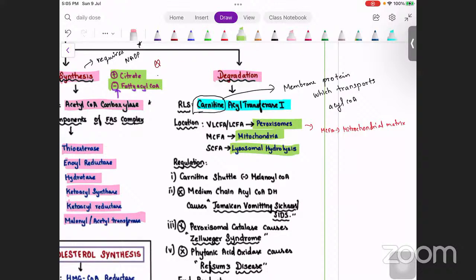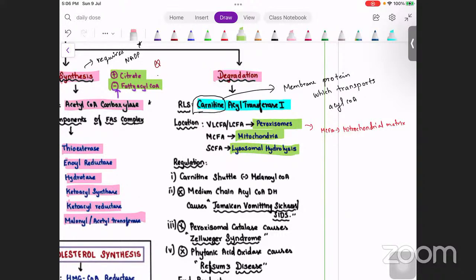One is your rate limiting enzyme, which is carnitine acyl transferase 1, CAT1 or CPT1, carnitine palmitoyl transferase 1, any of the options they may give you. CAT1 or CPT1 is a rate limiting enzyme. Carnitine is a membrane protein which transports the acyl-CoA from cytosol to mitochondria.